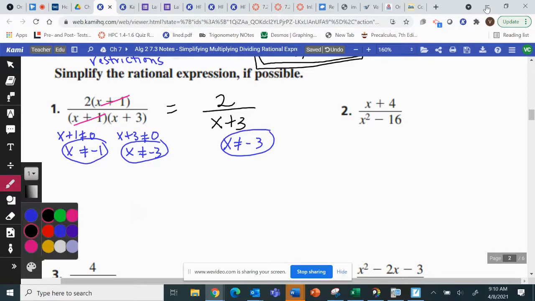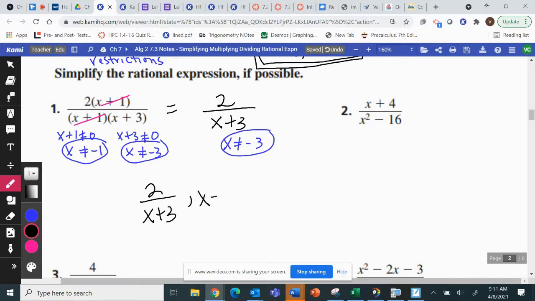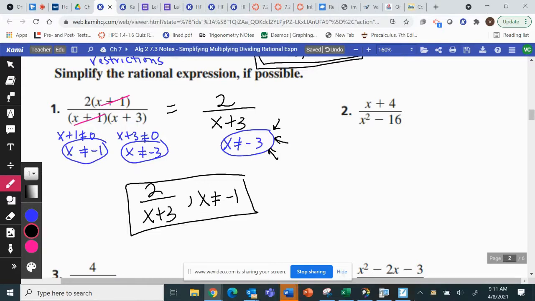Yeah. So what we do is we write 2 over x plus 3 is our simplified answer, comma, x does not equal -1. You only write the domain restriction that you can't see in the answer. If it's a domain restriction right here in the simplified version, you don't write that as part of the answer because I know that already. I didn't know this unless I go back and look at the original question and all your work.